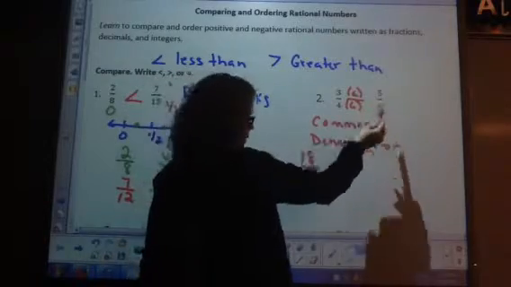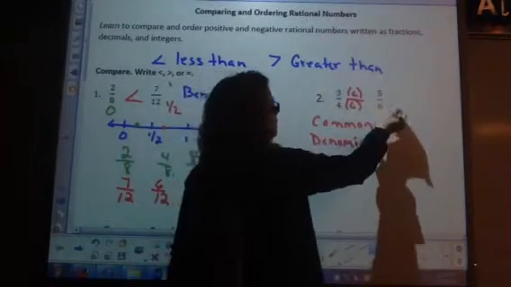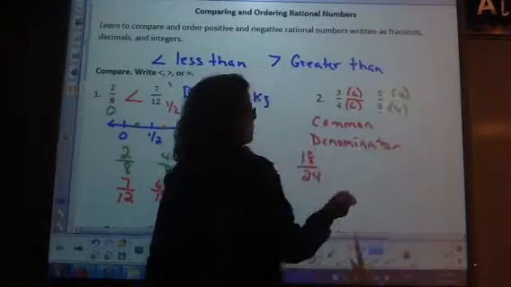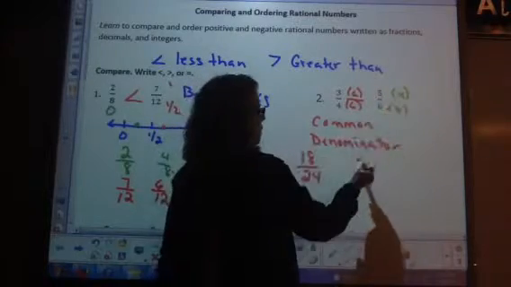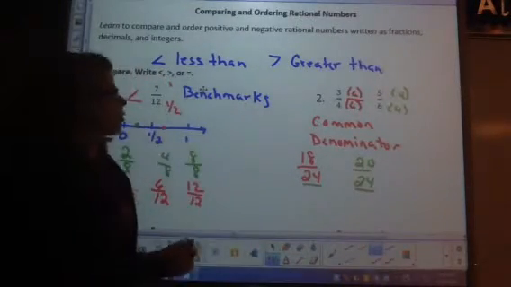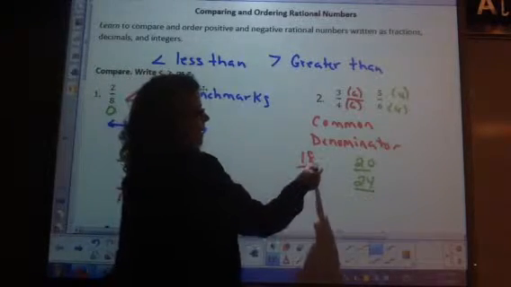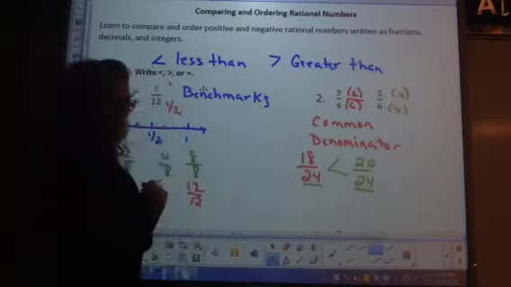On this one, this denominator, I'm going to multiply it by 4, because I want my denominator to be common, the same. I want it to be 24. So 5 times 4 is 20. Once you have the same denominator, class, you're comparing the numerators. Is 18 less than, greater than, or equal to 20? It is less than.